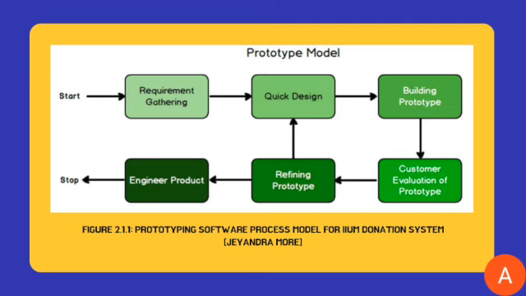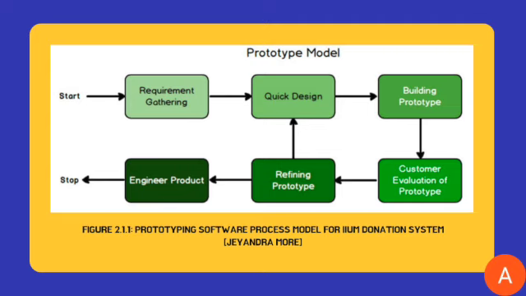Moving on is building the prototype. So we would construct the prototype based on the quick design, and this prototype represents an approximation of the requirements for the final product. So the fourth step is customer evaluation of the prototype, where after building the prototype, we will show it to the customer to get some feedback, and the customers can help us by telling the strengths and weaknesses of the product.